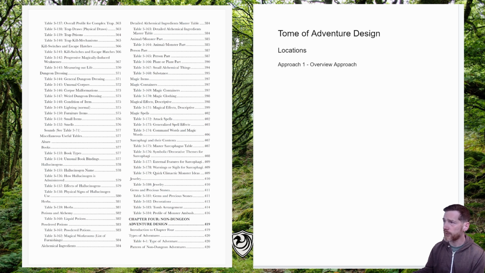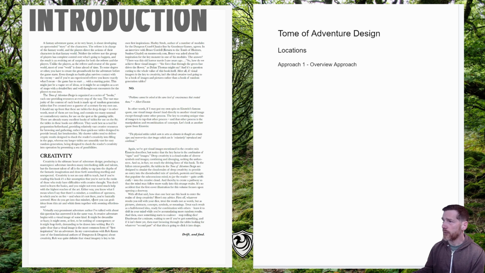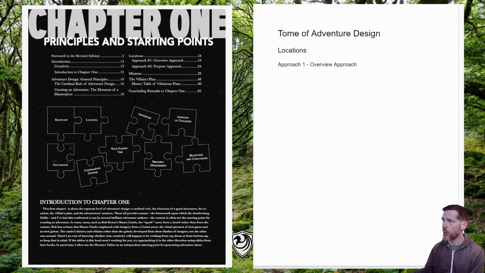So just as an initial flip through: table of contents, flipping, lots of table of contents there. Some introduction, just kind of talking about creativity and how you find inspiration for the games that you're creating or playing. Chapter 1 talks about what the necessary elements of an adventure are.